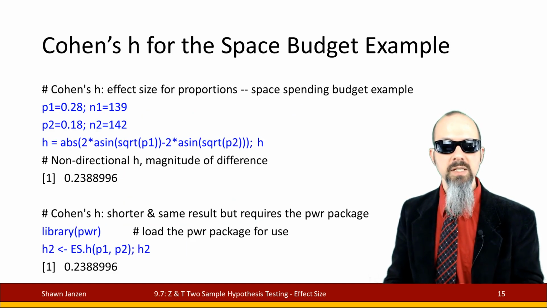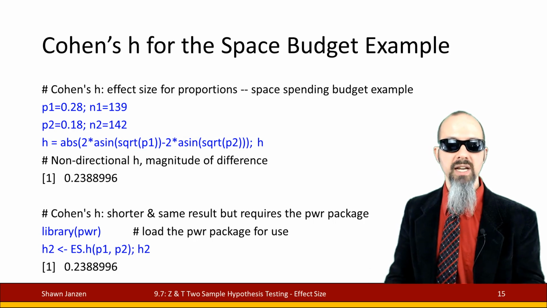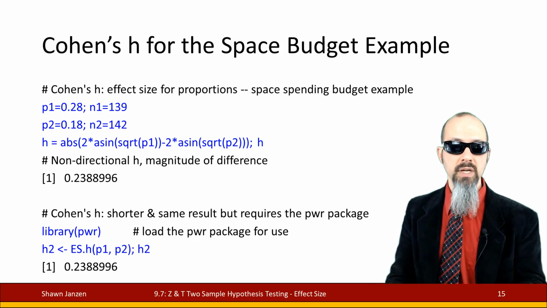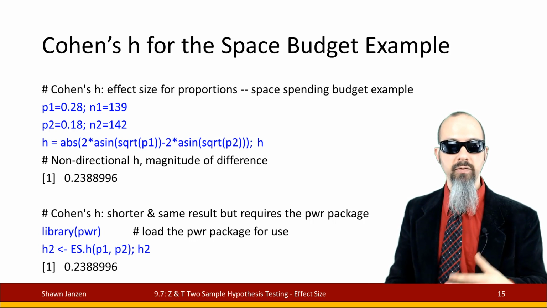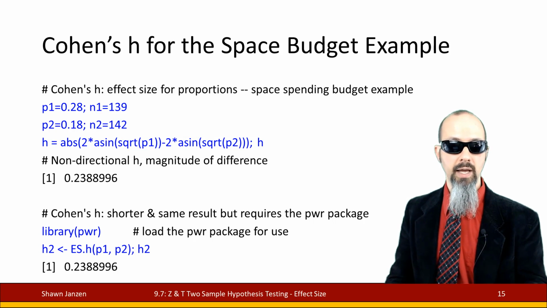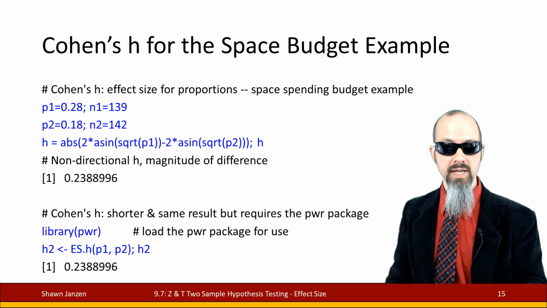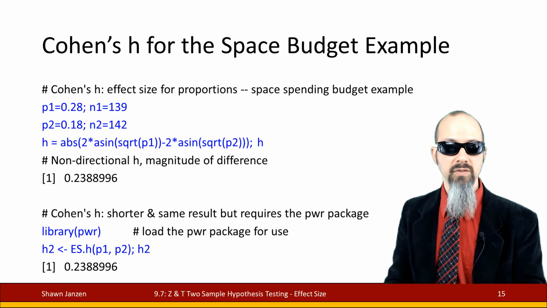When we're talking about the space budget example we just had a few moments ago, those were proportions, and in this case we're going to use the Cohen's H for that one. So I've loaded up variables that have identified P1, P2, N1, N2, which I can use then in the version that has the arcsine transformations, and it's going to give me a Cohen's H of 0.2388 and change.